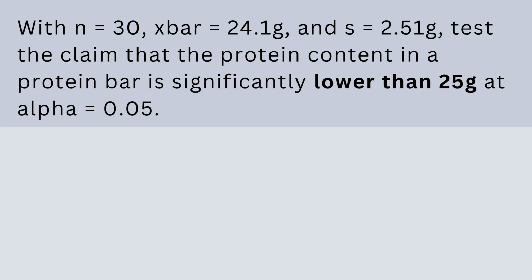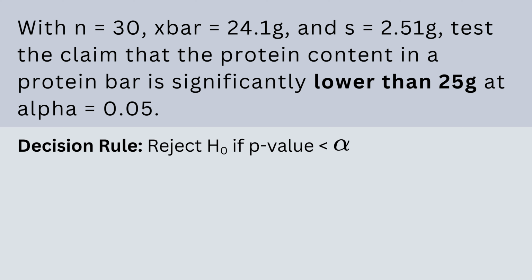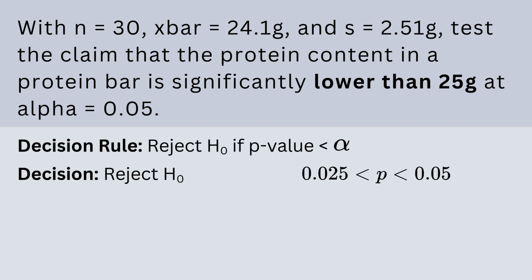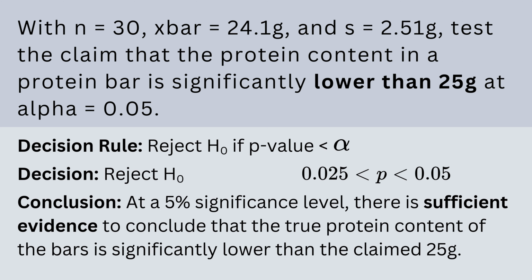Now, to make a decision about the null hypothesis, the decision rule states to reject the null hypothesis if the p-value is less than the predefined value of the significance level. In this case, our p-value lies between 0.025 and 0.05, which is less than the significance level of 0.05, therefore we reject the null hypothesis. This means at a 5% significance level, there is sufficient evidence to conclude that the true protein content of the bars is significantly lower than the claimed 25 grams.